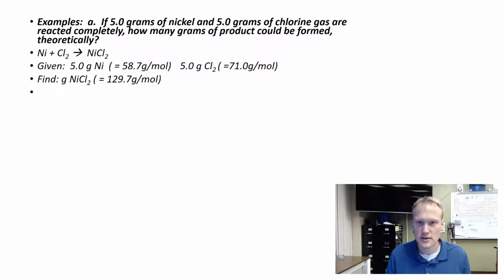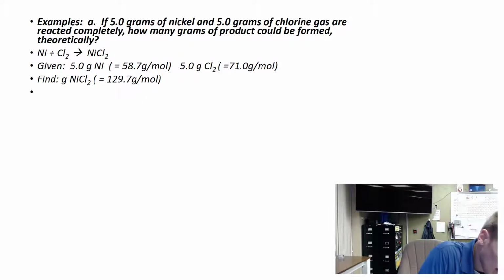So here's an example. You can see that this problem is different because we have 5 grams of nickel and 5 grams of chlorine gas that are combining, and they're forming nickel chloride.